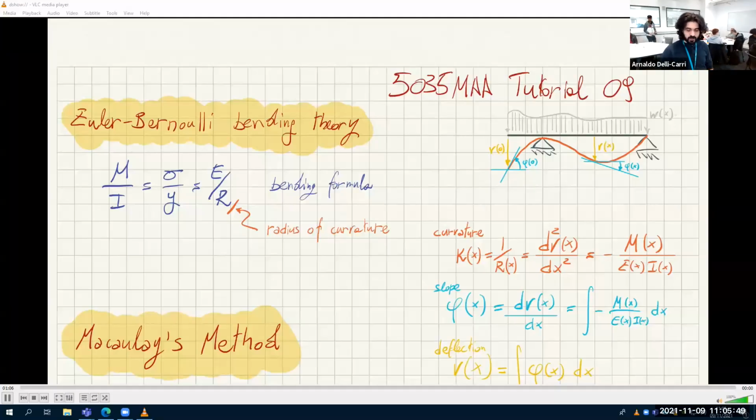5035 MAA, this is tutorial number 9. This is week 9. And if I'm not mistaken, you have done deflection of beams. Now, deflection is part of the deformations.